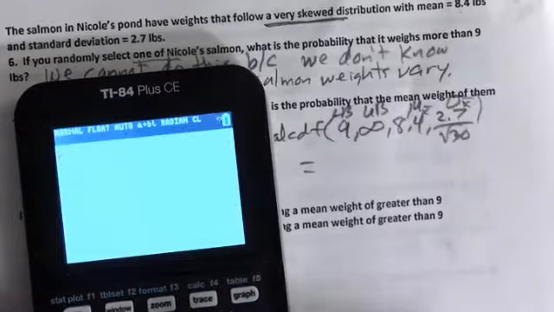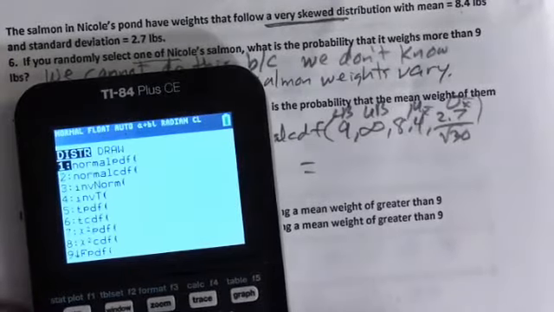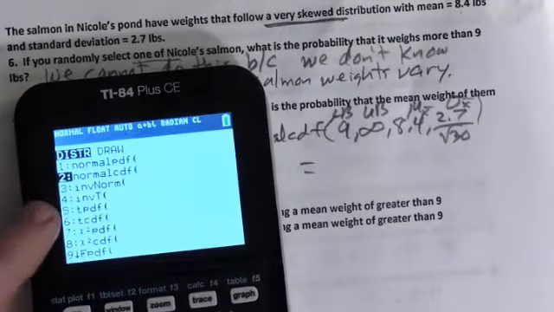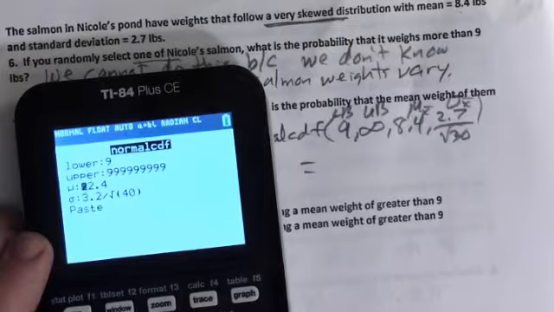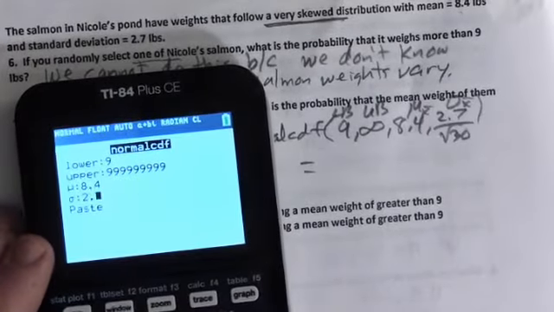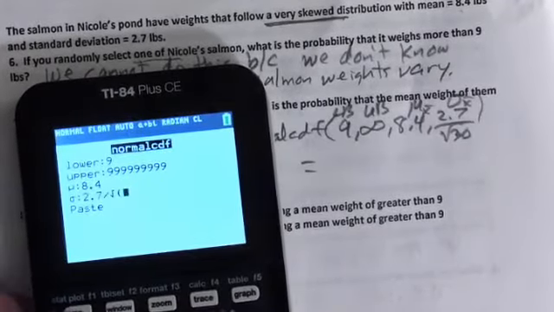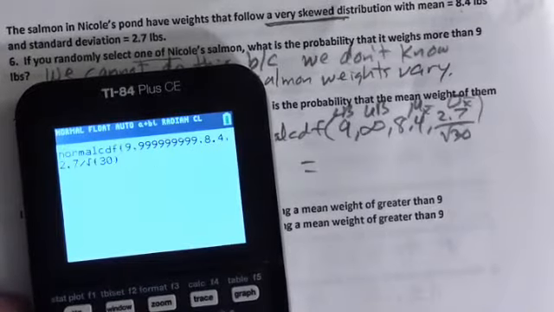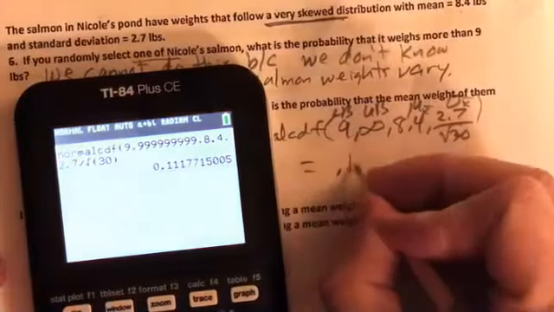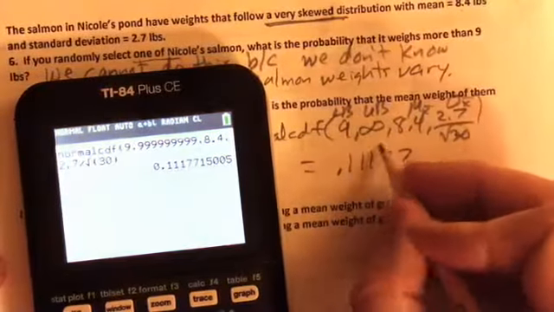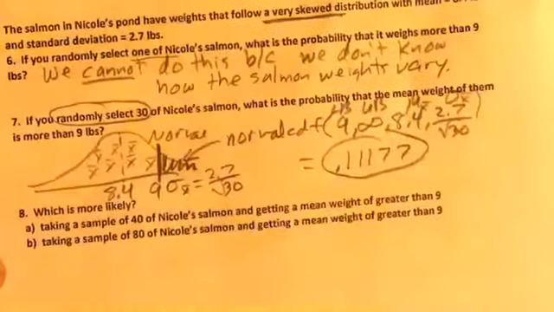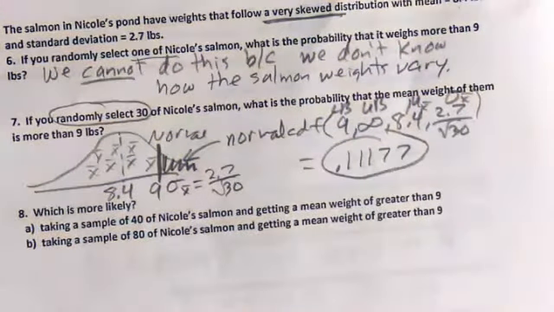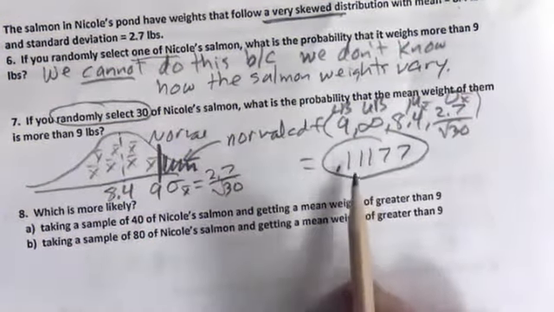And so let's do this. Second distribution, which is second VARS, distribution, normal CDF from 9 to infinity. Our mean is 8.4. Our standard deviation is 2.7 divided by the square root of 30. And so we would get 0.11177. That happens about 11% of the time. In other words, it wouldn't be surprising for this to happen because this is above 0.05.